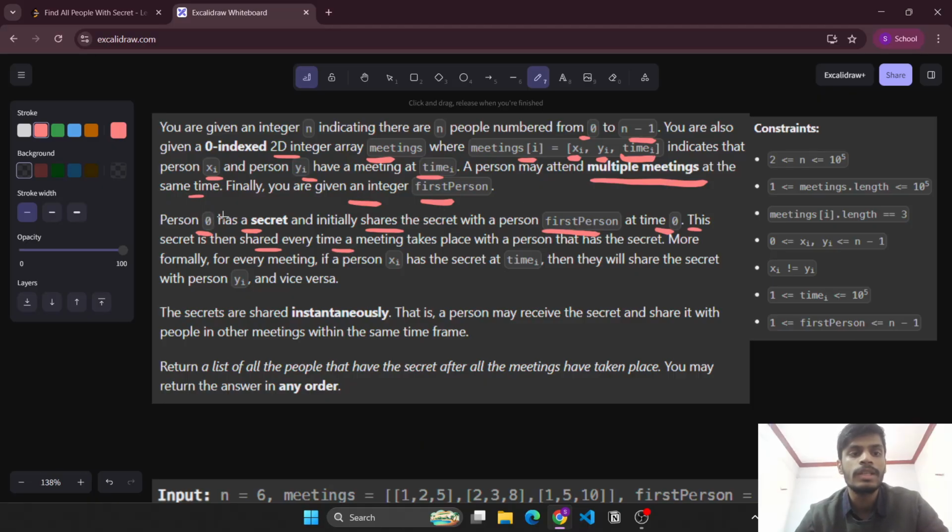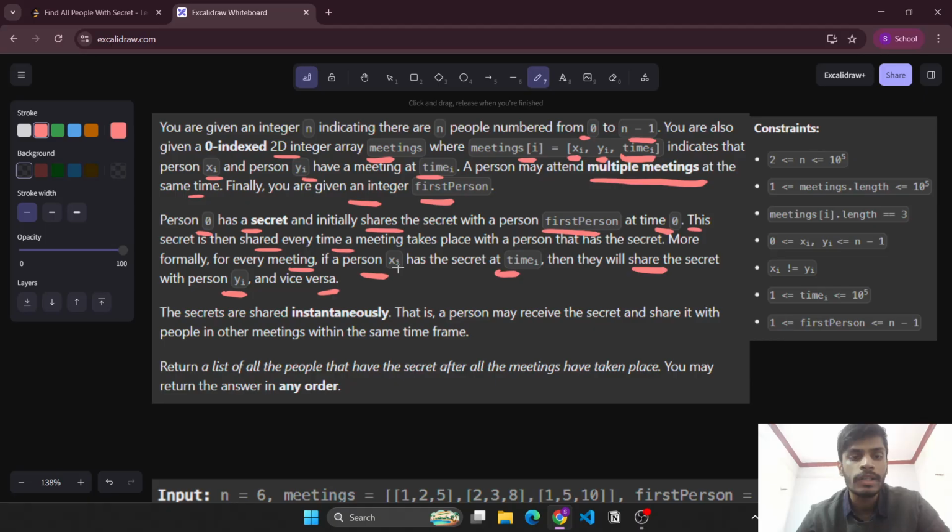Suppose now initially 0 and first person know the secret. Now if first person has a meeting with someone, suppose second person, then that second person will also be able to know the secret at that particular time. More fully, for every meeting, if a person xi has the secret at time ti, then they will be able to share the secret with person yi, and vice versa as well. If yi has the secret, then they will be able to share it with xi.